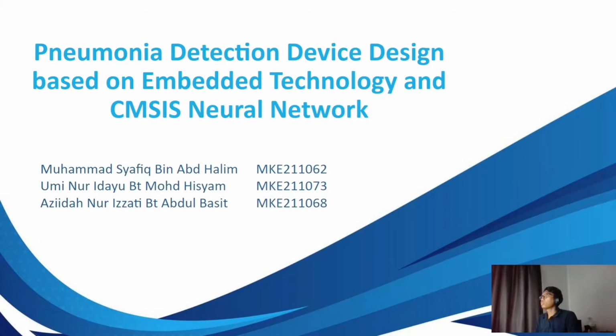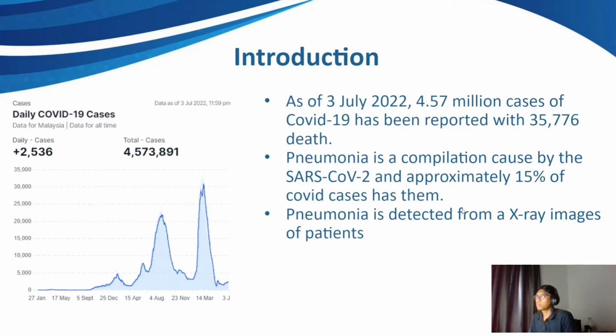Hi, so this is a pneumonia detection device design based on embedded technology and CMSIS neural network. As an introduction, we have 4.57 million cases of COVID-19 with 35,000 deaths as of 3 July 2022. About 50% of these COVID cases are related to pneumonia. Pneumonia, however, can be easily detected from an X-ray image of the patient.